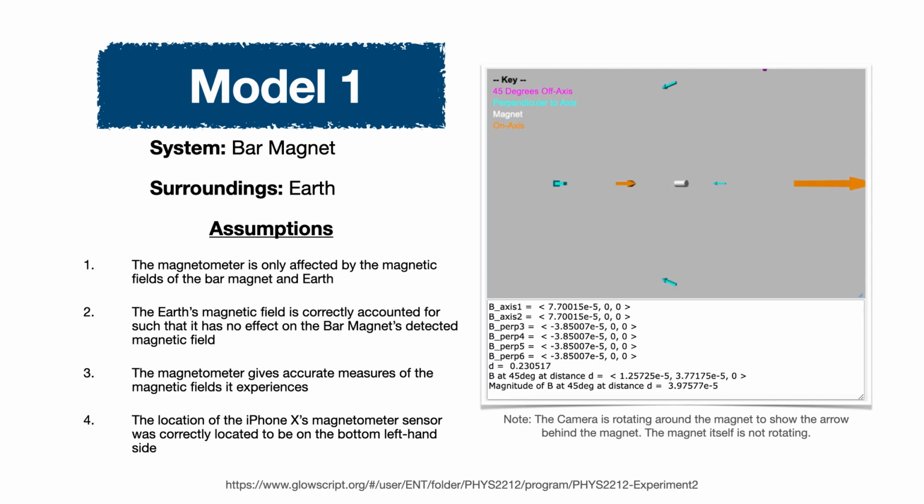The assumptions made are: 1. The magnetometer is only affected by the magnetic fields of the bar magnet and the Earth. 2. The Earth's magnetic field is correctly accounted for such that it has no effect on the bar magnet's detected magnetic field. 3. The magnetometer gives accurate measures of the magnetic fields it experiences. And 4. The location of the iPhone X's magnetometer sensor was correctly located to be on the bottom left-hand side.